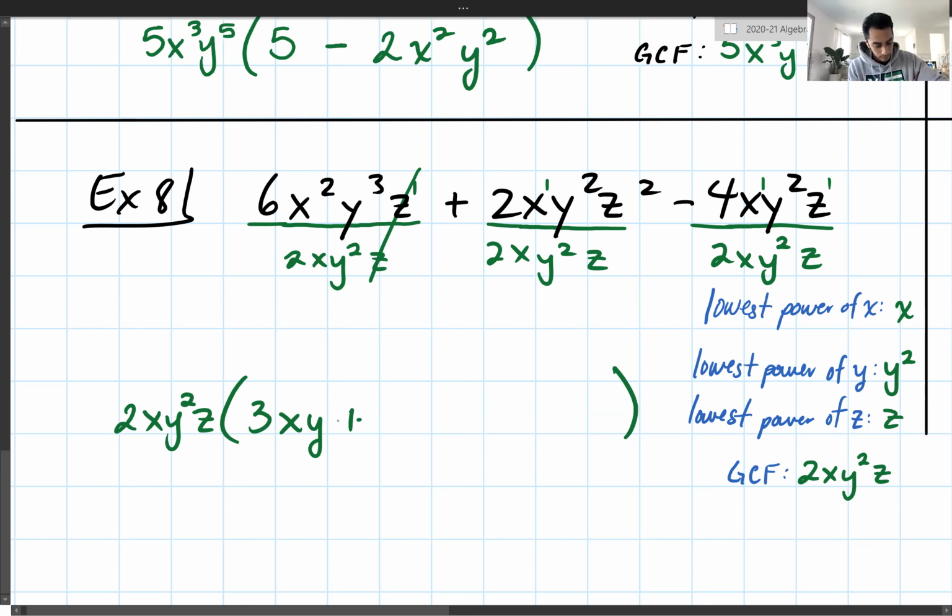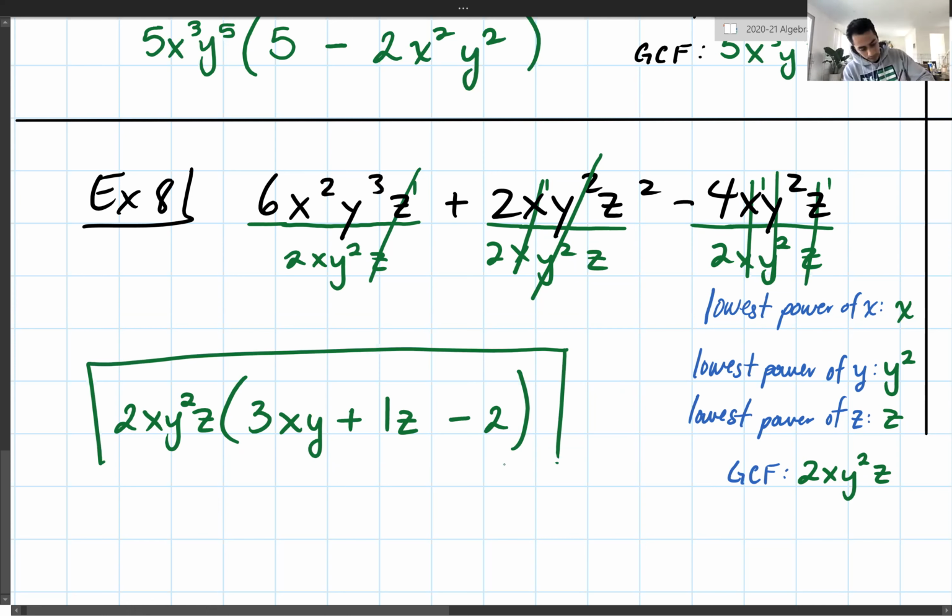Second term, plus 2 over 2, that's just 1. X over x cancels. Y squared over y squared cancels. And then z squared over z, I'm left with just 1z. Okay, or z, depending on how you wrote it. And then finally, -4 over 2, that's a -2. X over x cancels. Y squared over y squared cancels. Z over z cancels. Okay, so then our final term is just -2. Bring the parentheses a little closer. Okay, so this ends up being our final factored form here.